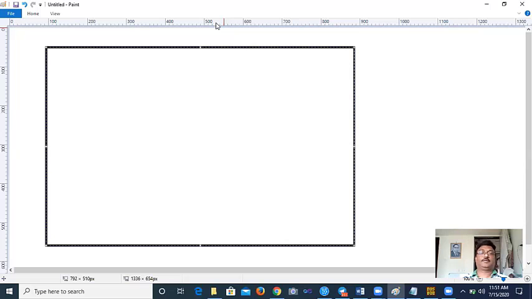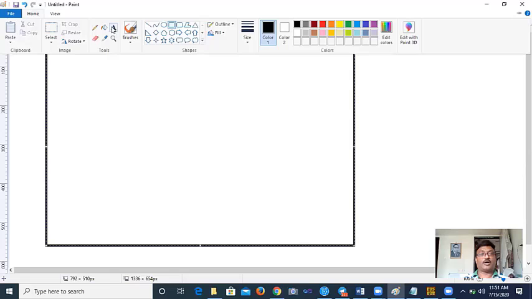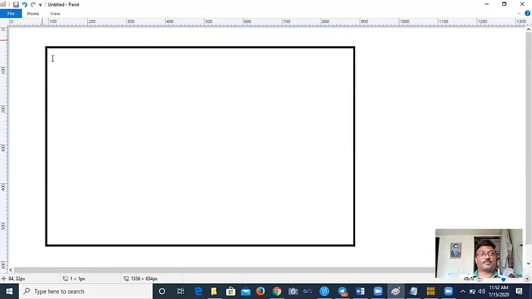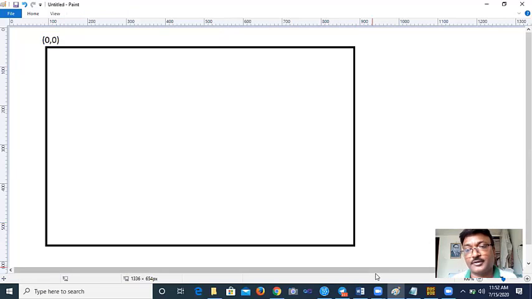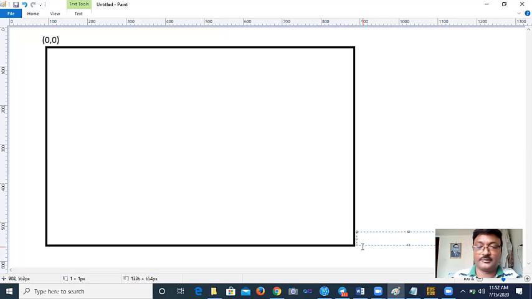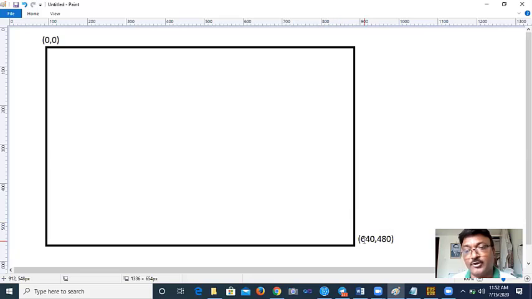Now, see, this is our monitor screen. How are the coordinates here started? What is my first coordinate? That is 0, 0. This is my starting coordinate. Now, what is my ending coordinate? 640, 480, written in brackets. This is the maximum of the coordinate system. So the x value is maximum 640 and the y value is maximum 480.